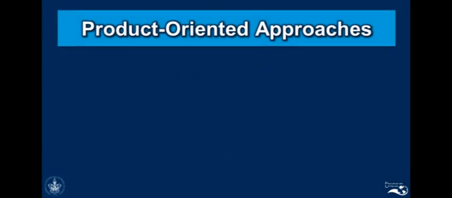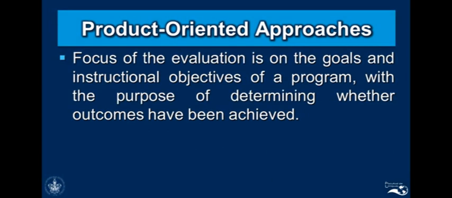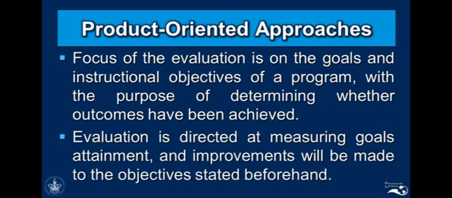Now let's review very quickly each of the approaches so that we can be sure that we know what they are all about. First of all, in a product-oriented approach, the focus is on the goals and the objectives of the program, because we want to determine if these outcomes have been achieved or not. In this way, the evaluation is directed at measuring precisely the attainment of the goals and then deciding to make improvements concerning the objectives that were stated beforehand.